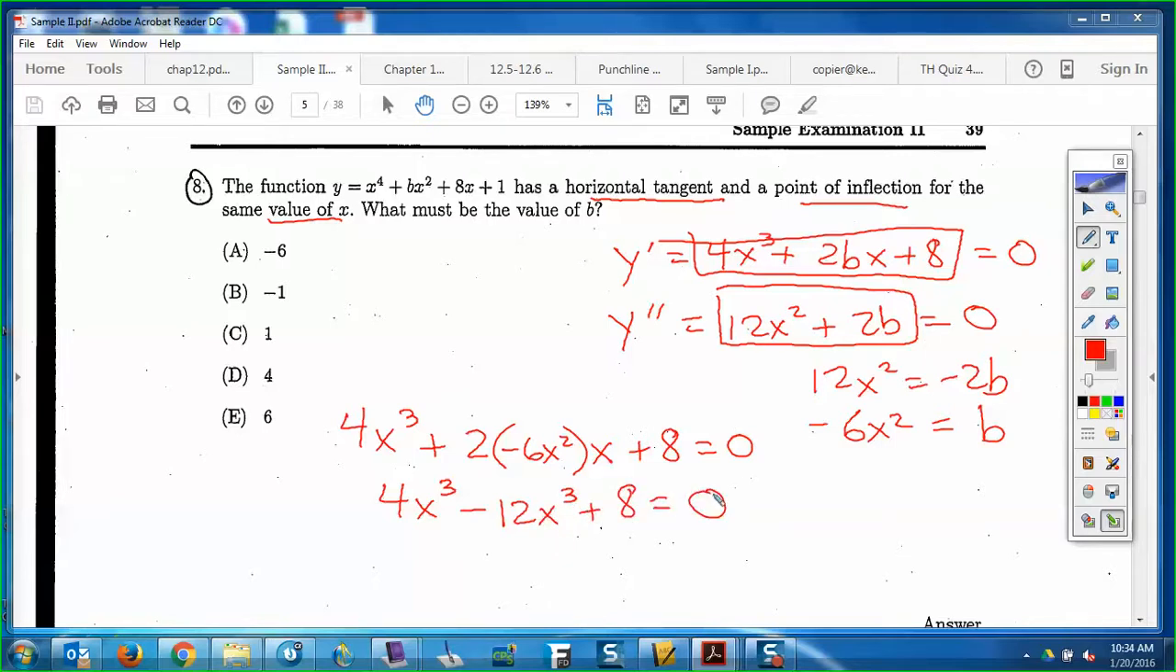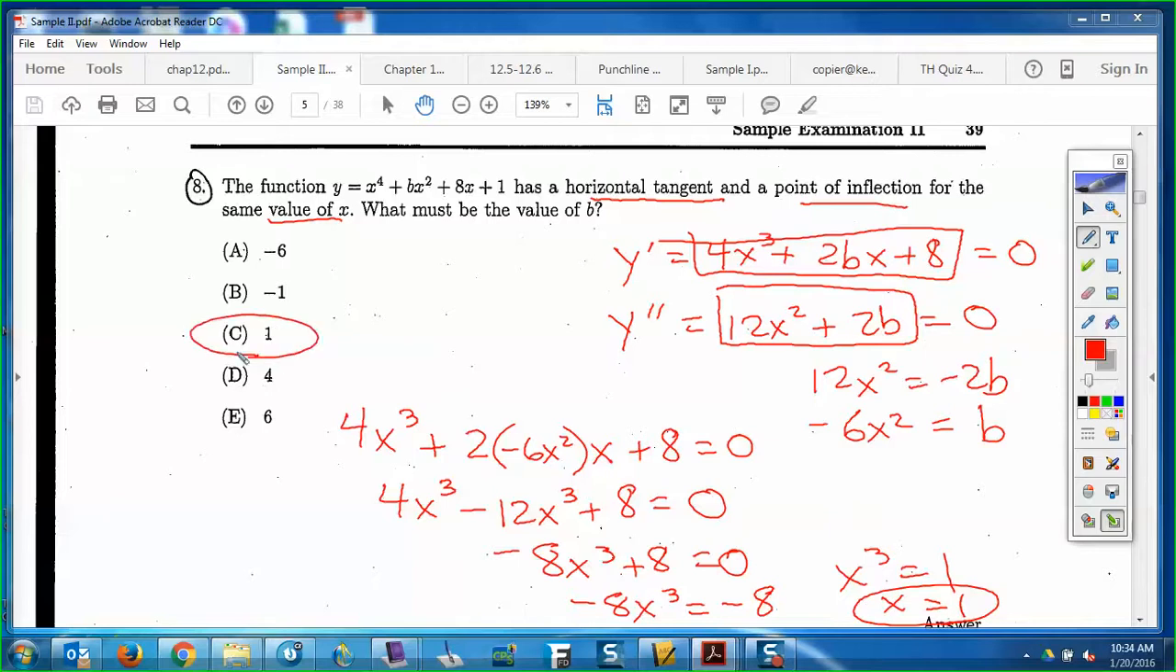Is that correct? I think that's correct, isn't it? Oh, that's nice. I got negative 8x cubed plus 8 equals 0. So I'm going to subtract 8. Negative 8x cubed equals negative 8. So x cubed equals 1. So x equals 1. See? Is that the right answer? I don't think I gave you the answer.